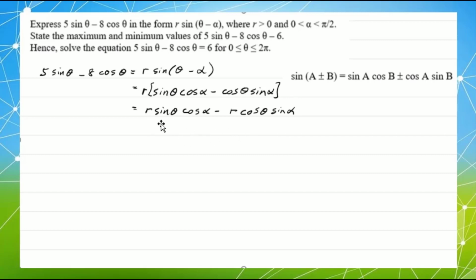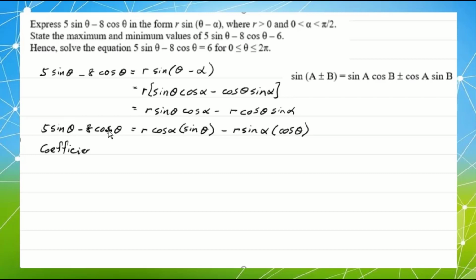Then after that, we need to rearrange the terms so that sine is on the right hand side and r cos alpha is on the left hand side, because later on we need to compare the coefficients. So after rearranging, we will get r cos alpha sine theta, then r sine alpha cos theta. Now we need to compare the coefficients of sine theta and cos theta one by one.